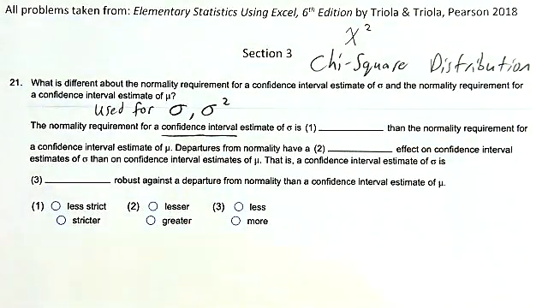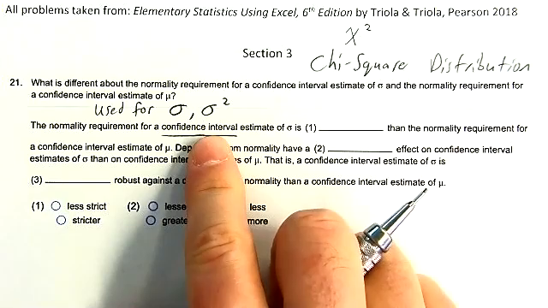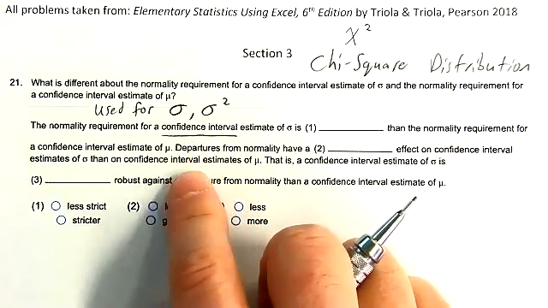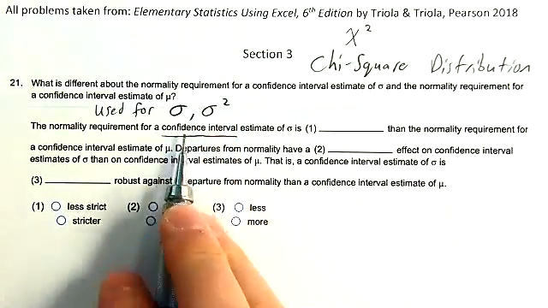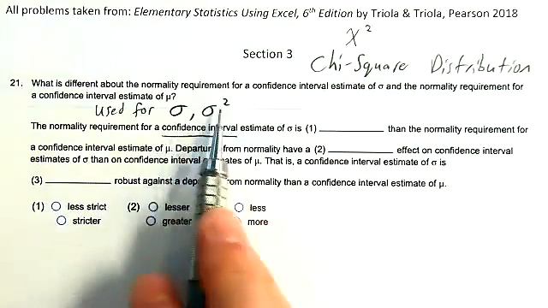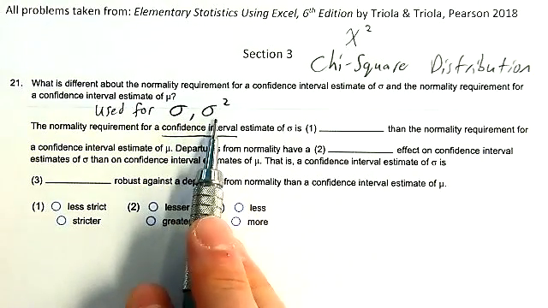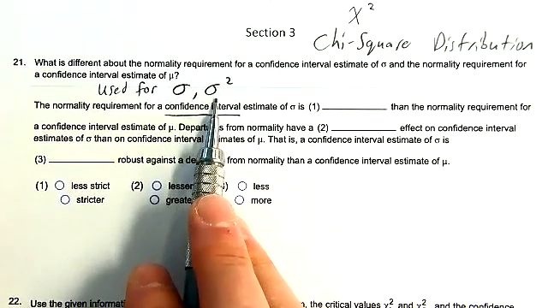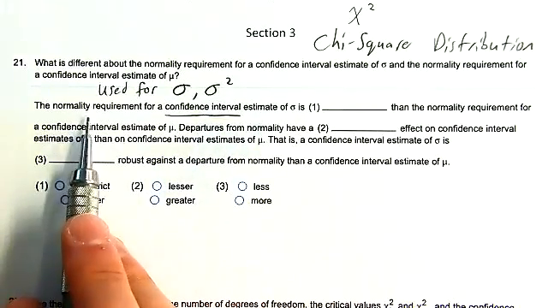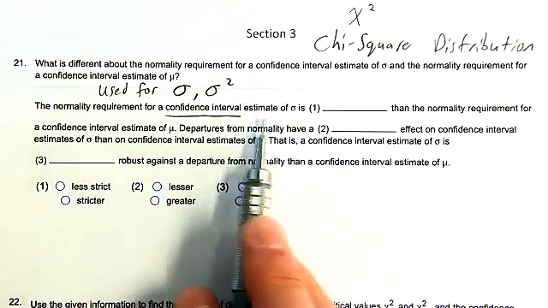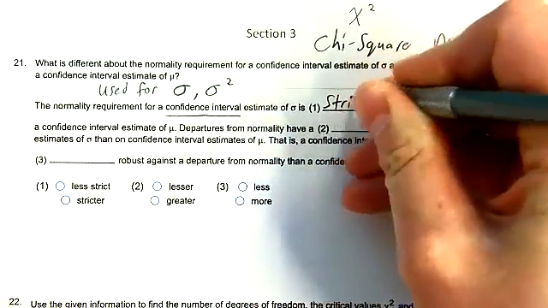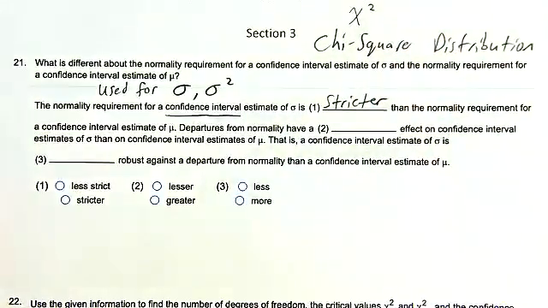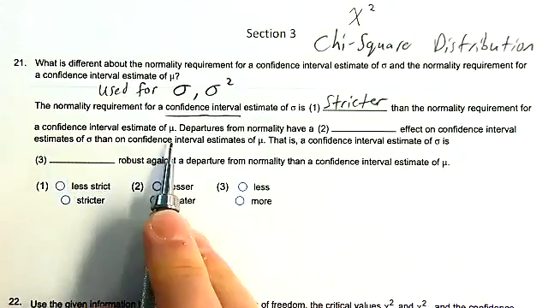And the reason we use it for standard deviations and variances is because unlike the mean, mu, sigmas and sigma squares, when you plot them, tend to be skewed. So if you take a bunch of standard deviations or variances of a bunch of samples and you were to plot them, their histograms would look skewed. So the normality requirement for a confidence interval estimate of sigma is stricter than the normality requirement for a confidence interval estimate of mu.